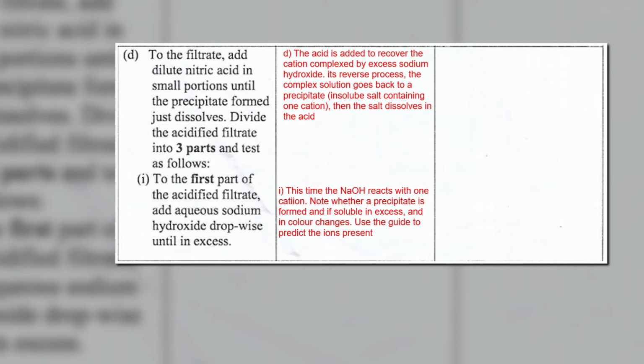2d is a reverse procedure to recover the cation from the complex. The filtrate goes back to a solid, which then dissolves in nitric acid, to form a solution containing one of the cations.